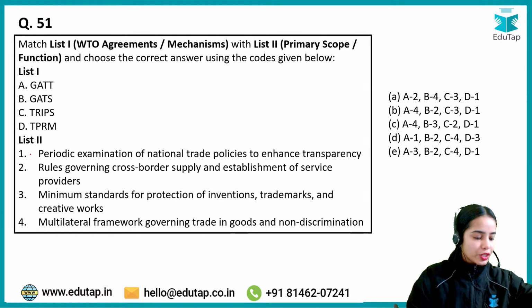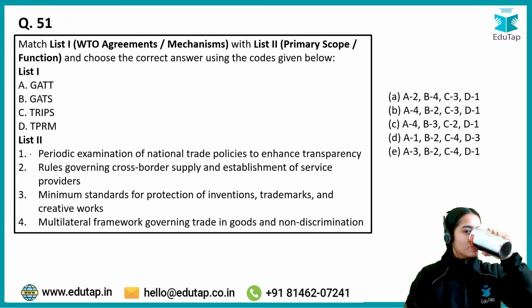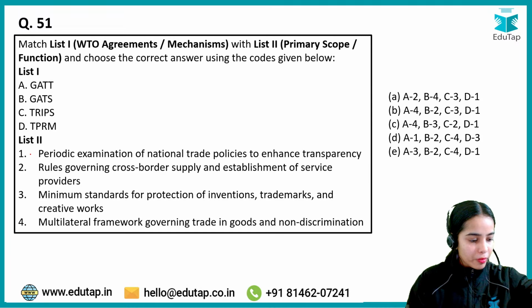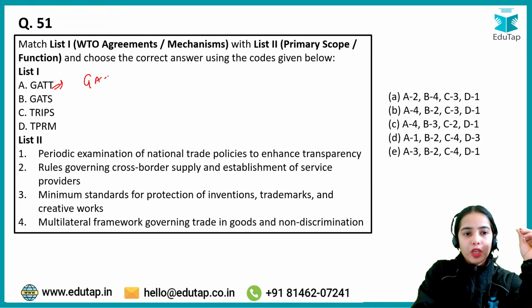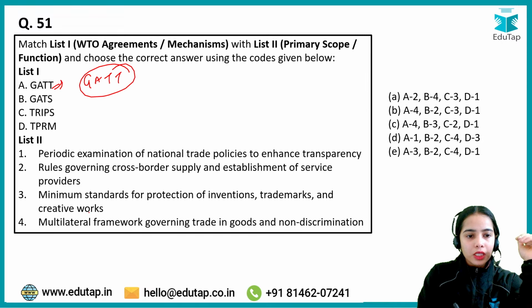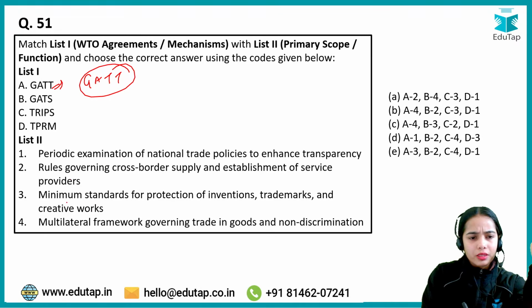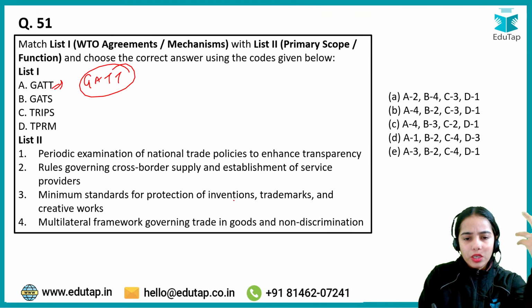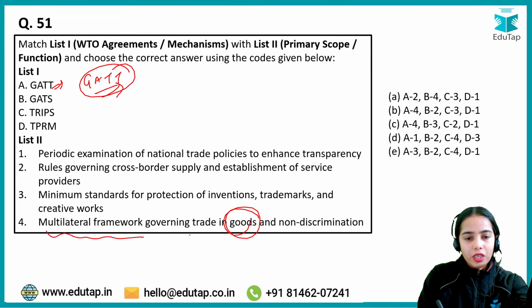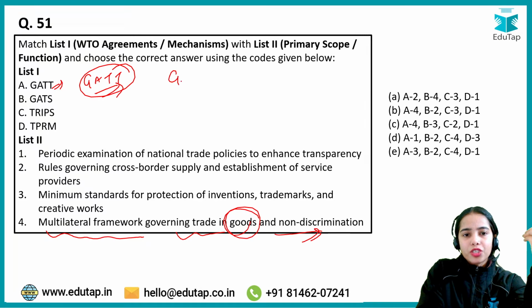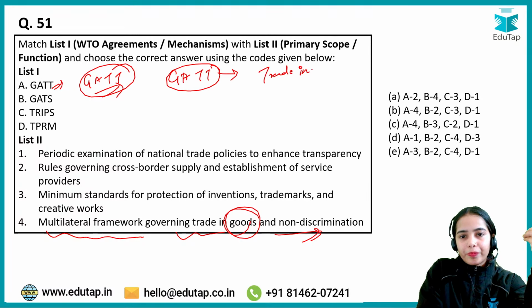Now coming to the next question, answer this. GATT, that is the General Agreement on Tariffs and Trade, talks about the trade in goods, right? So goods. Okay. So GATT, multilateral framework governing trade in goods and non-discrimination. So yes, the trade in goods, the GATT, the General Agreement on Tariffs and Trade. This particularly talks about the trade in goods.